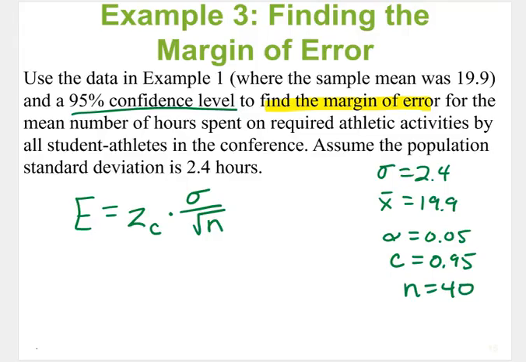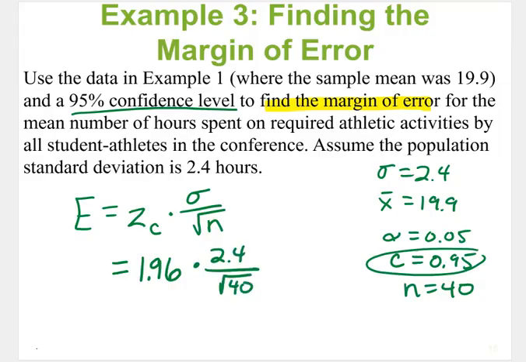Okay, so we need to use the critical value for 95%. So if you have a 95% confidence, that's one of the ones you should memorize because you're going to see that one often. That is 1.96. And again, if you needed to find it, you could do it the old-fashioned way and draw the picture and do all that like we did in the previous example. You're going to multiply that by your sigma and then divide by the square root of n.